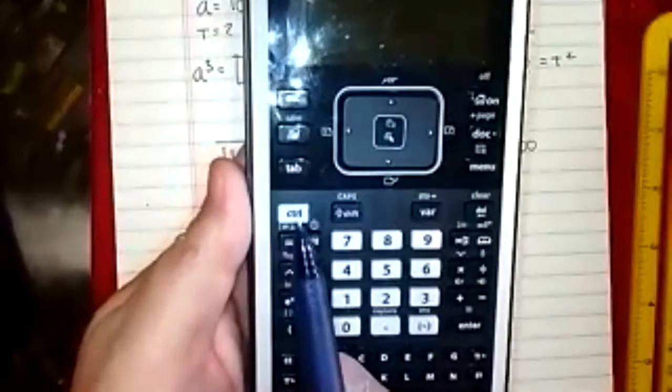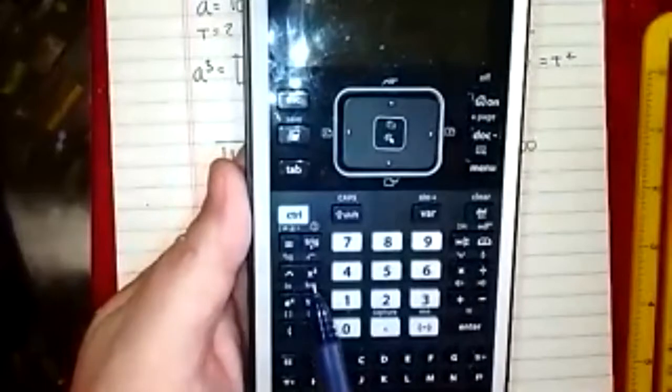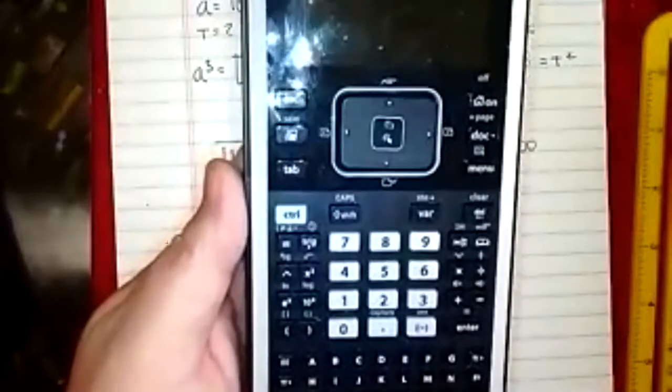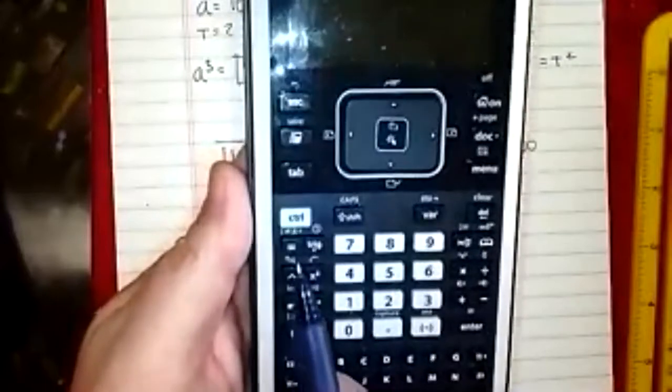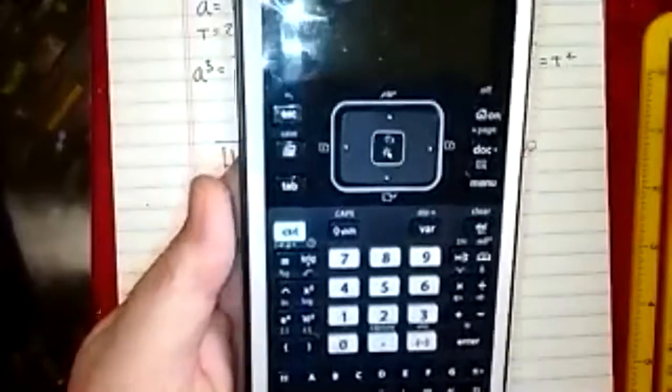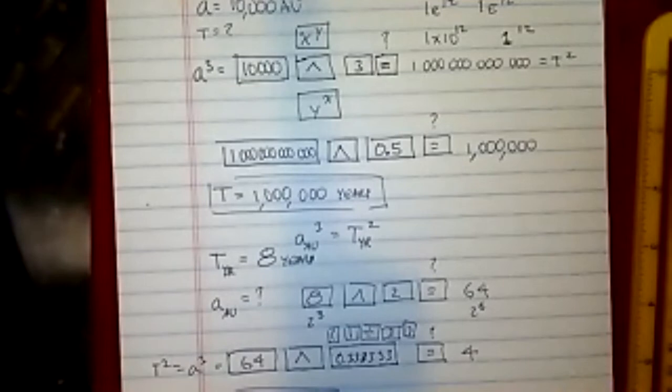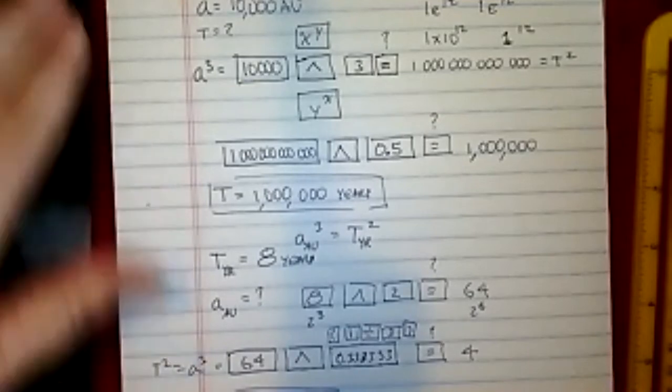If you need the square root, you can hit control, that'll shift it to these blue things over top, and you hit that, that would be the square root. This is actually the cube root, and you can see it starts getting complicated. That's why I just showed you this one button. That's all you need. So hopefully that'll help you with your Kepler's third law.